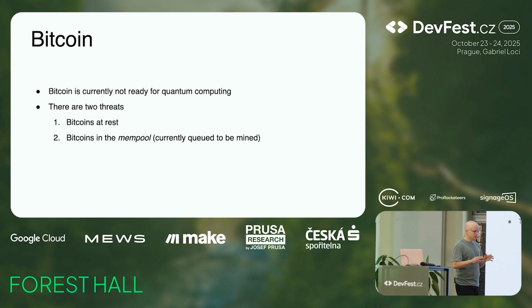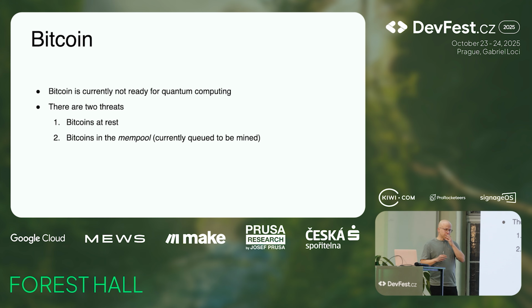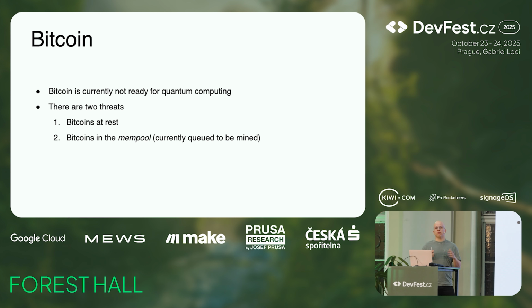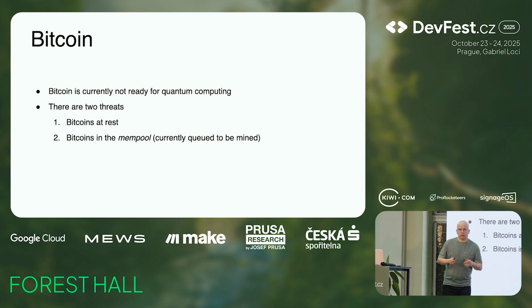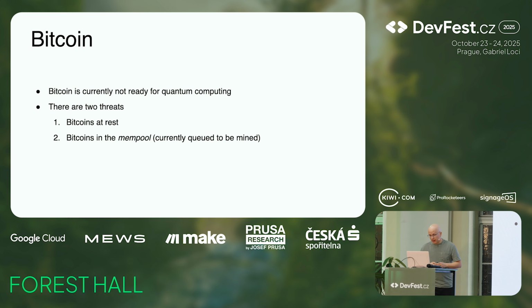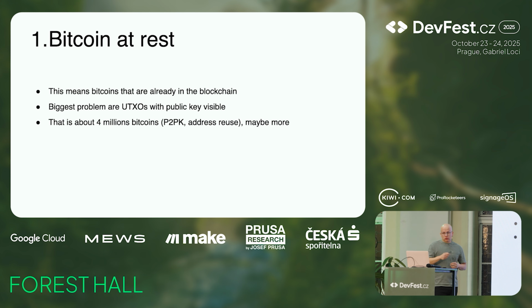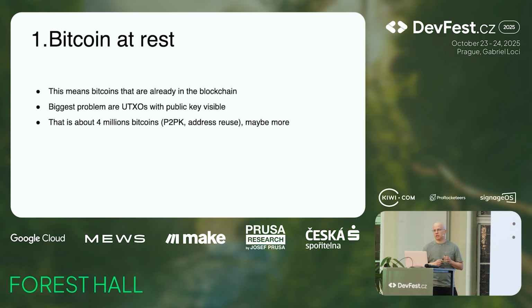So first, we have these Bitcoins at rest. What I mean by that is that these are Bitcoins that are already mined. They are already in the blockchain, and they can be there for years, right? I'm going to talk about that first. So the biggest problem here is, and I don't know how familiar you are with Bitcoin, so I'm going to use some terms, so I hope it's understandable.